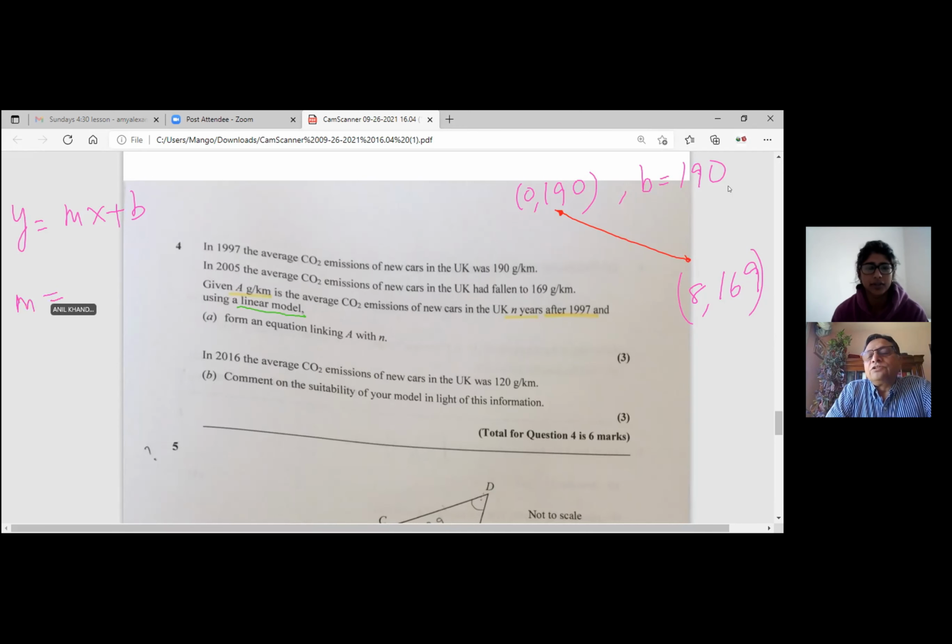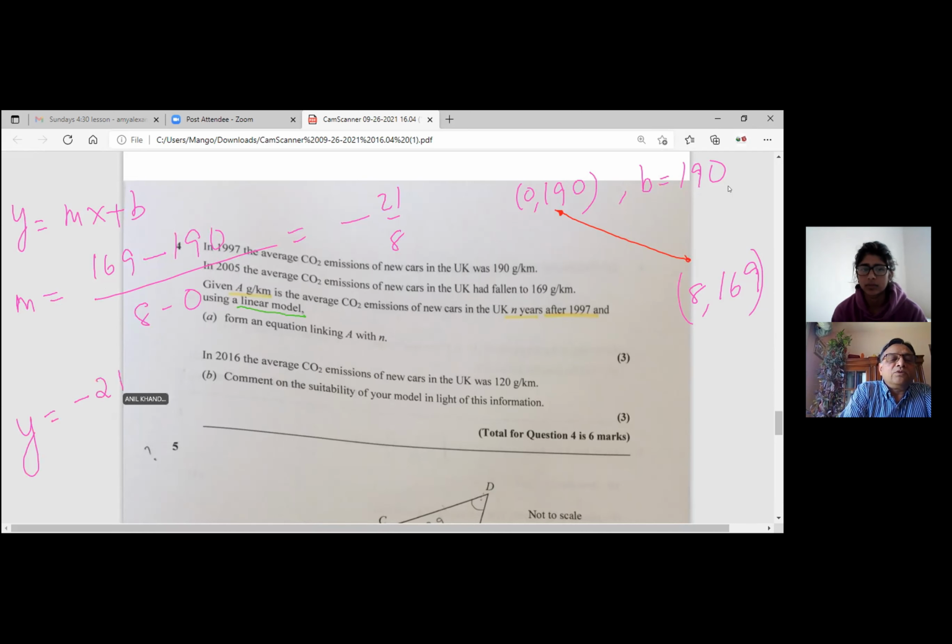So gradient is change in y, which is 169 minus 190 divided by 8 minus 0. So use calculator. It has to be negative. Tell me what do you get? 21 over 8. Therefore, the line equation is y equals minus 21 over 8x plus 190.